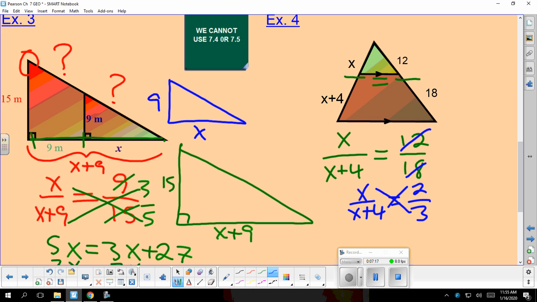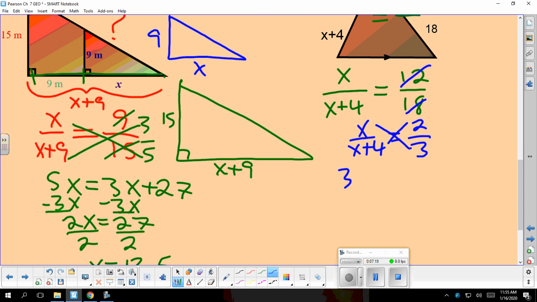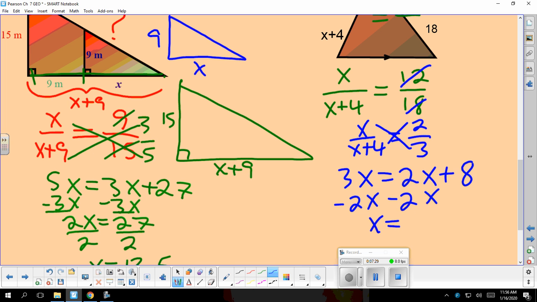Cross multiply from there. We get 3x equals 2x plus 8. Subtract 2x from both sides. X equals 8. If you cross multiply at the very beginning, you're going to end up with the same answer.